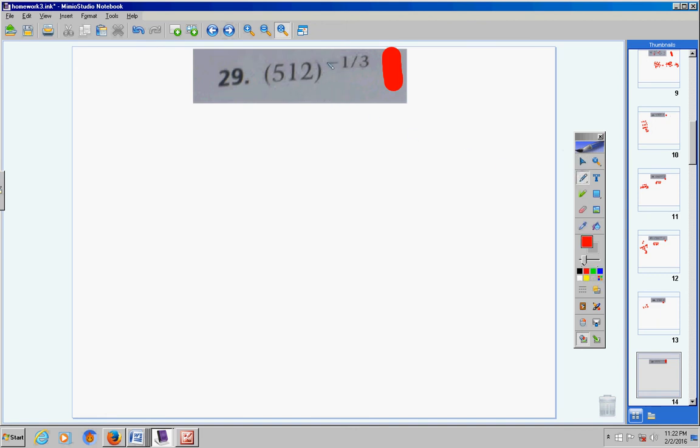We have our first negative exponent in this section. So we can put this whole thing over 1, okay? And then bring this down to the bottom to get rid of the negative exponent. So now I have 1 times 512 to the positive 1/3. Does everybody see that? Nothing up top, so put a 1. 1 times anything is just itself. Now, 512 to the 1/3 power is 1 over the cube root of 512.